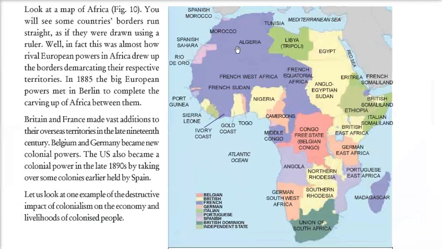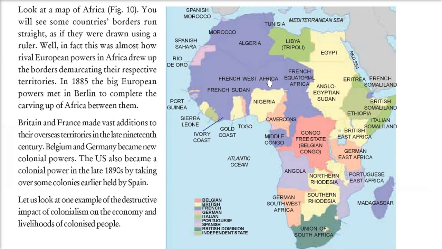Just see, this is the map of Africa, and here is the border. If you see this border, these are somewhat straight lines, like someone has used a scale and just made a line between two different big countries. And was it done like that? Drawn using a ruler or a scale? Actually, yes.